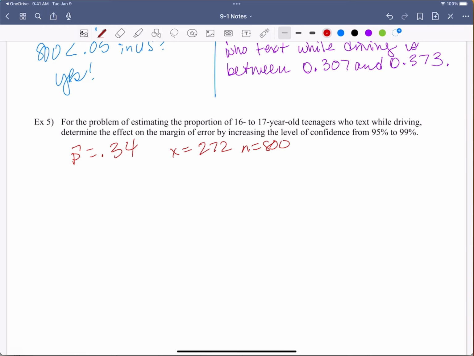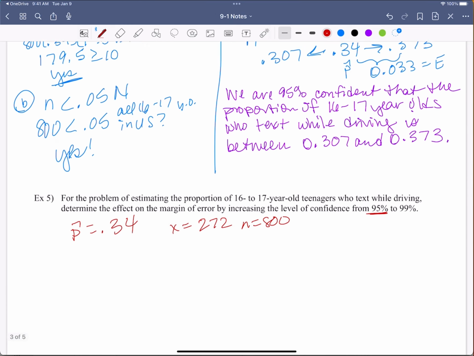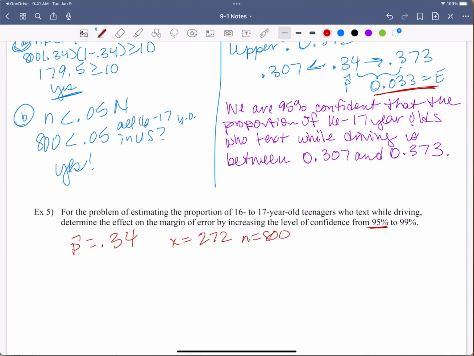But here's the deal. We know the 95%, and we know our margin of error because we figured it out for 95%, right? Here's our margin of error at 95%. So 95% has a margin of error of 0.033. Now we have to figure out what is the 99% margin of error and how does that affect us?